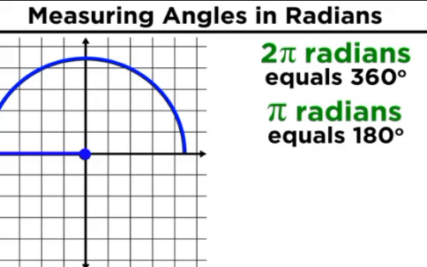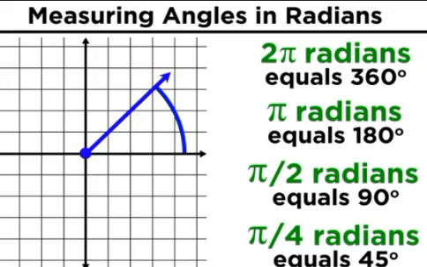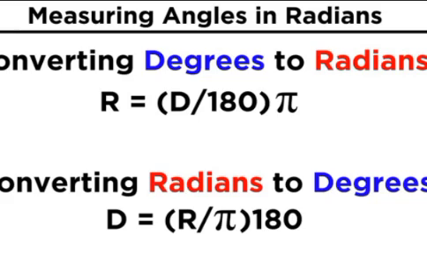Pi radians brings us halfway around, or 180. Half pi brings us up here to 90, and quarter pi brings us to 45. In general, to convert between degrees and radians, we can take a value in degrees, divide by 180, and multiply by pi. Or we could take a value in radians, divide by pi, and multiply by 180.